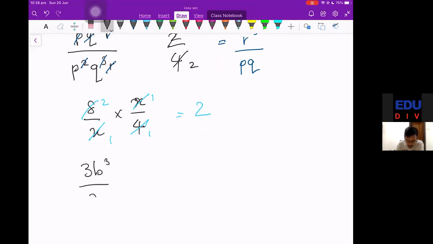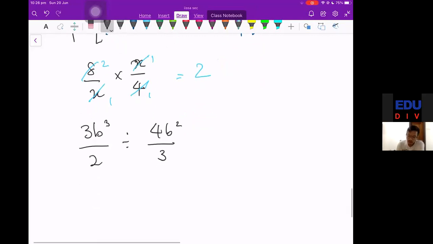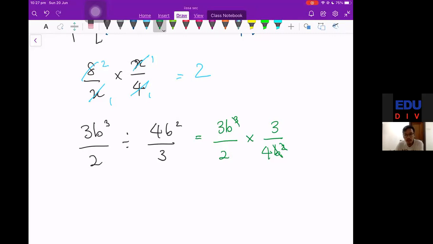Let's do one more example: 3b cubed over 2 divided by 4b squared over 3. If you want to tackle this question, it's just like any other fractions. 3b cubed over 2. This is a divide, so you need to make it a reciprocal: 3 over 4b squared. We can't cancel anything out, only the b's, because here we have b squared and there we have b cubed, which leaves us with only b. So the answer we have here is going to be 9b over 8.